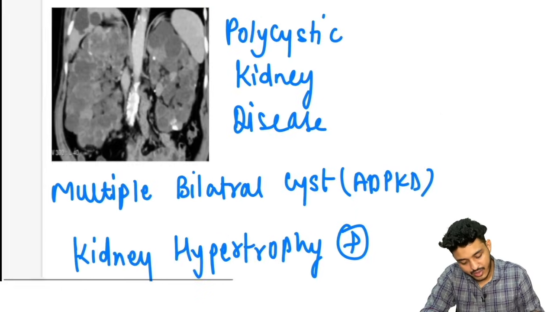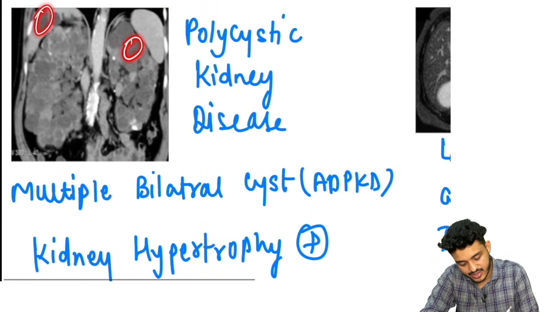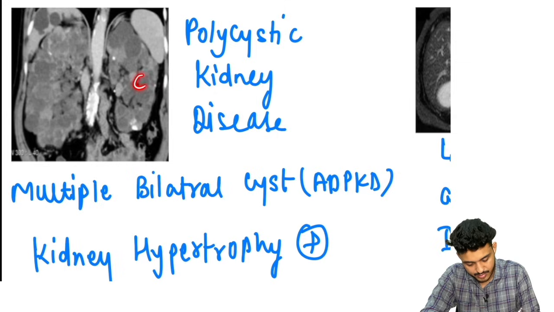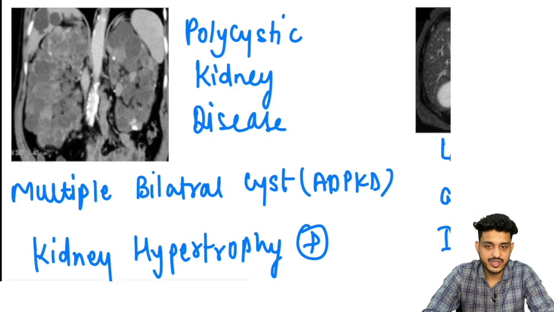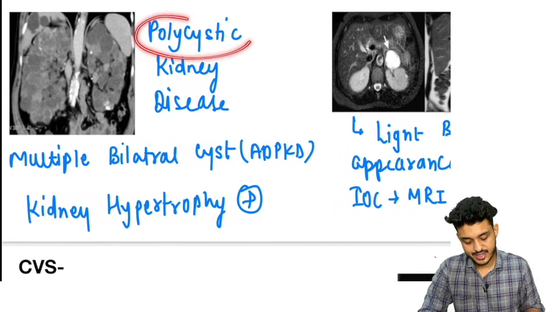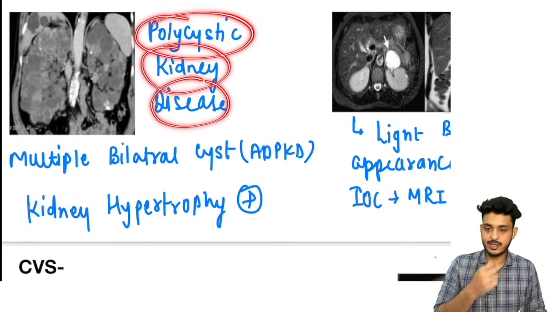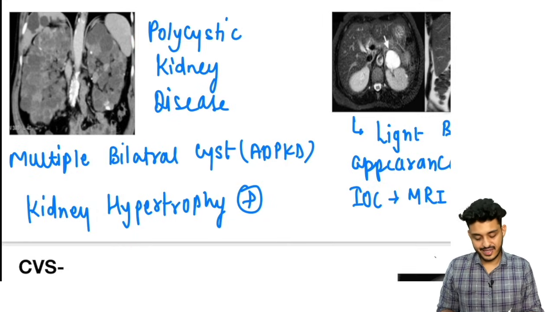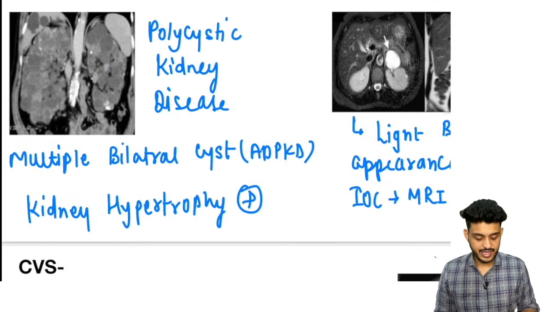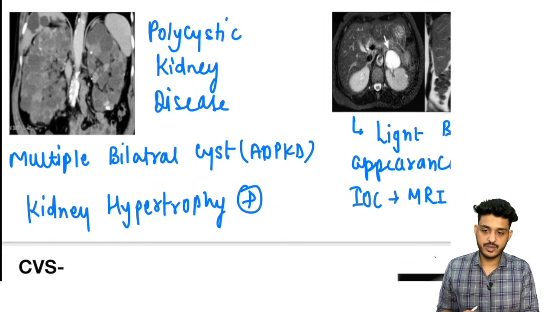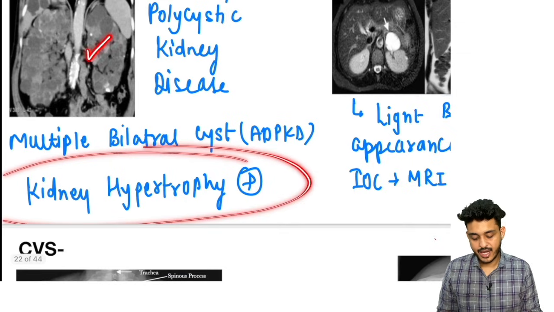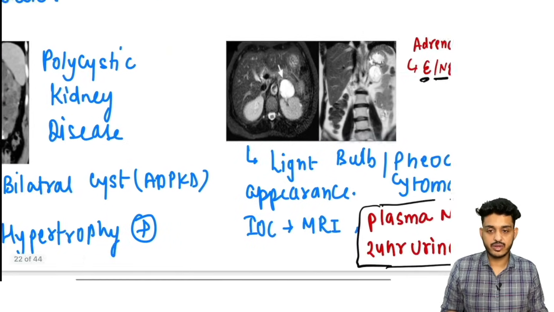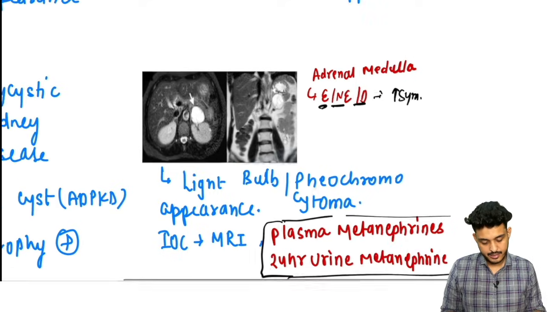Okay, then we can have these multiple cysts. You can appreciate this type of lesions that you are finding. These are your multiple cysts that you can appreciate. This is going to be your polycystic kidney disease, beta. Multiple bilateral cysts will be there, and this is going to be PKD, autosomal dominant polycystic kidney disease, right? Here you will be having hypertrophy of the kidney, right?